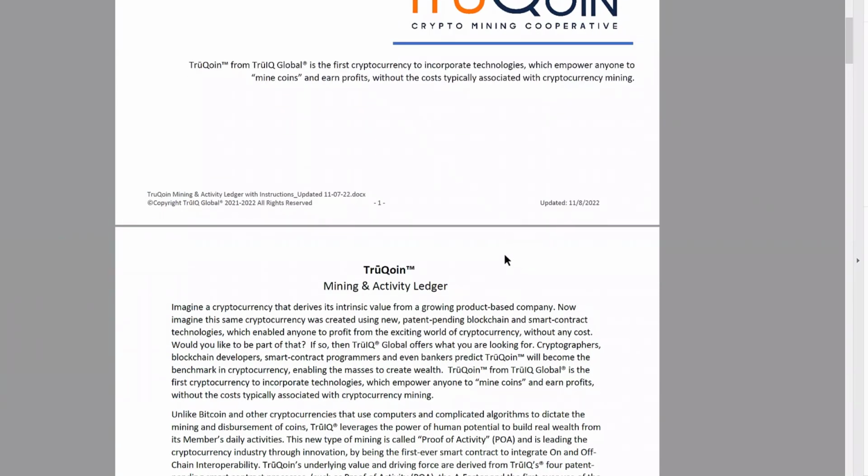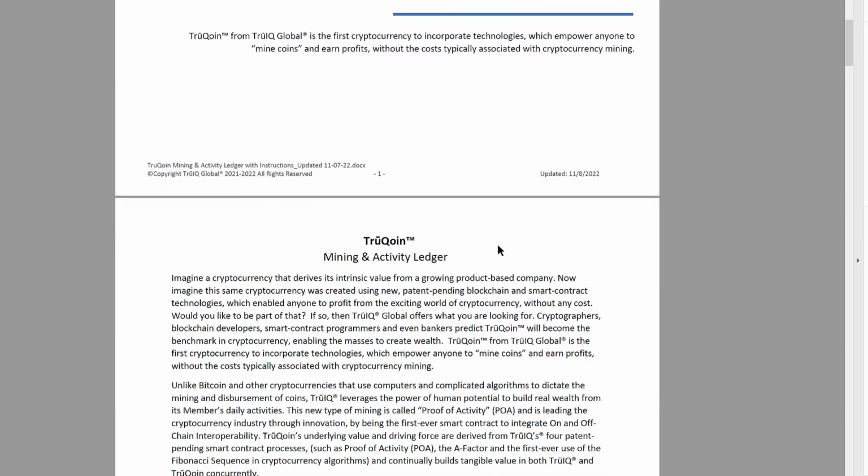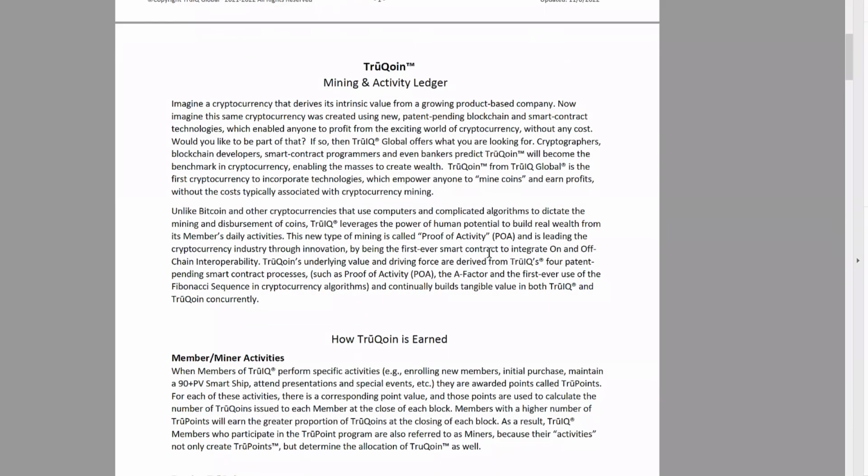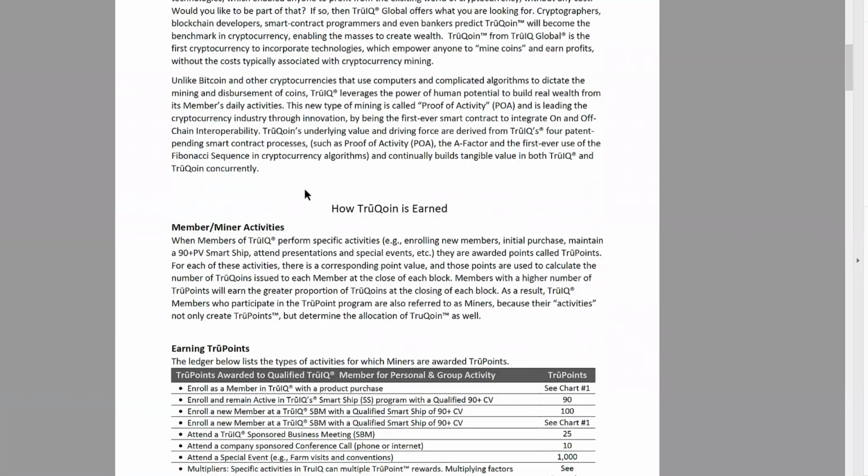And then also we're creating this now as a flipbook, and we'll be putting this on the site so you can actually watch it as though you're looking through a magazine and flipping each page. Hopefully that'll be up this week. But it goes through and explains exactly what TruCoin is. And then we go into how our members now can earn TruPoints and therefore have those TruPoints converted into TruCoin at the close of each block. And we'll go over that in just a second.